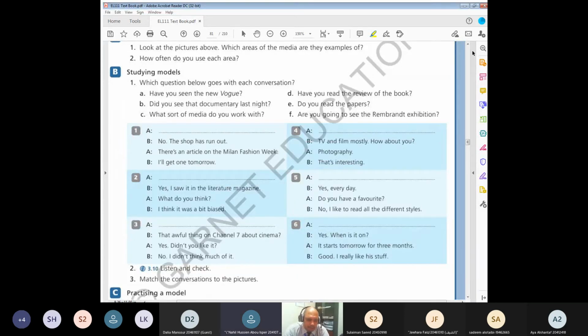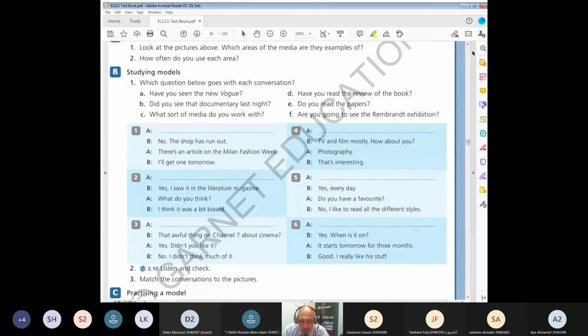Yes, let's do them. Let's look at the first exchange, read it very carefully, and then provide the needed answer. So A is saying something and B is answering, no, the shop has run out. Okay, A is explaining why he is interested in what he is interested in. He's saying there is an article on the Milan Fashion Week. B is telling him, I'll get one tomorrow. Number 1 is A.